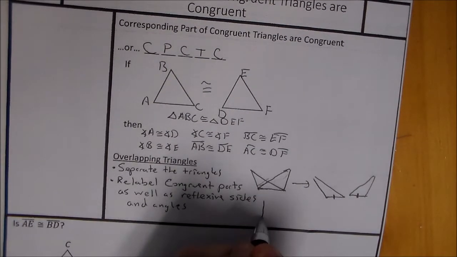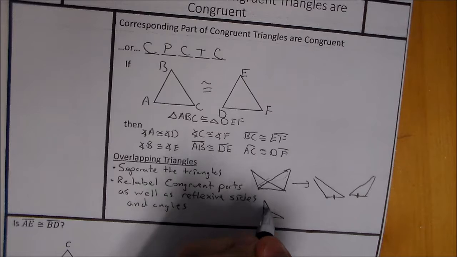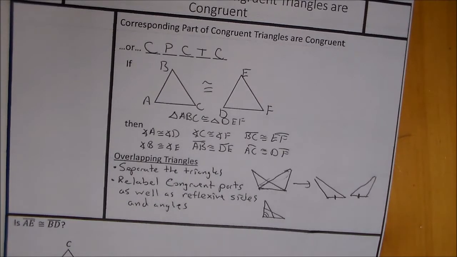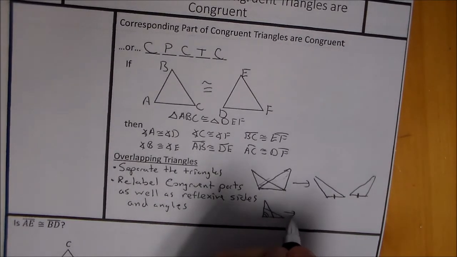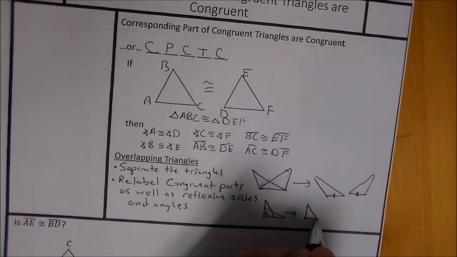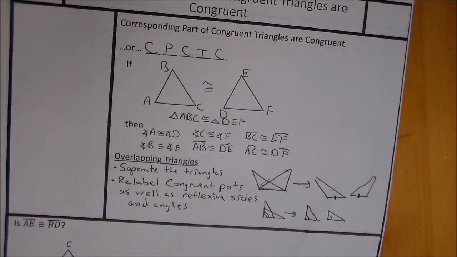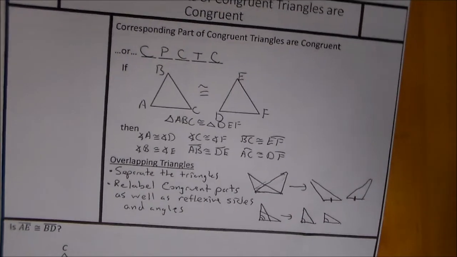For angles, maybe we'll see something like these two triangles where they have that shared angle. We will split them and draw them again with their shared part. So just things to look at as we go through these proofs.